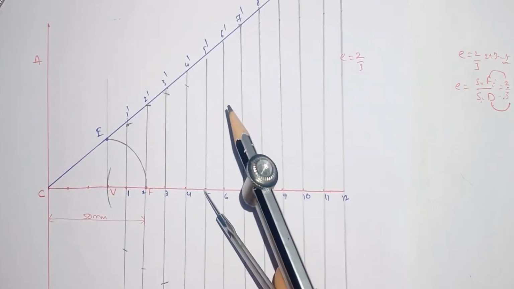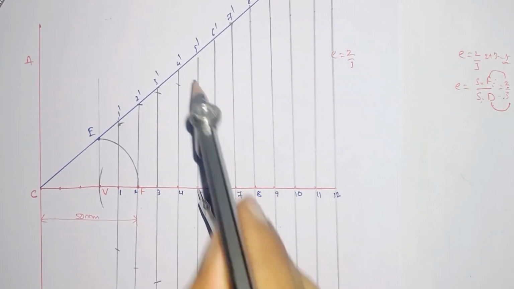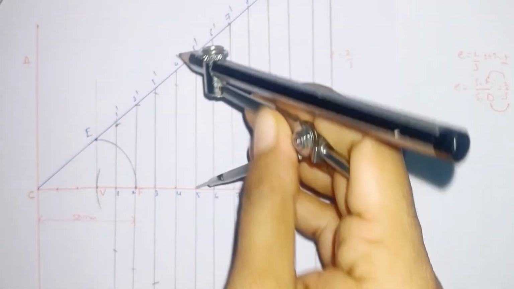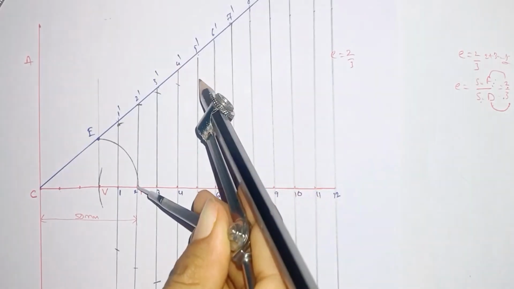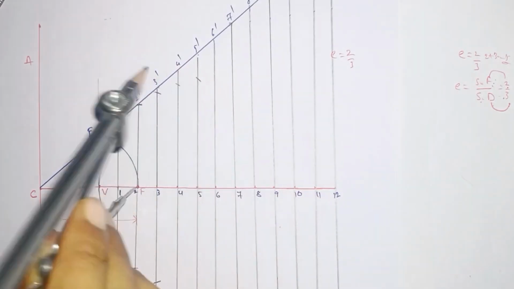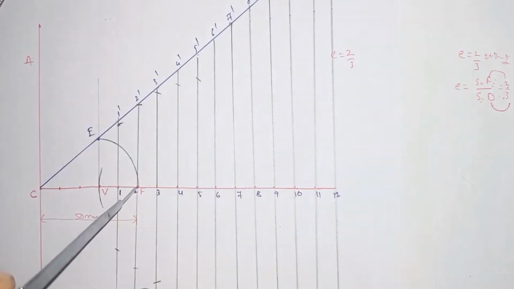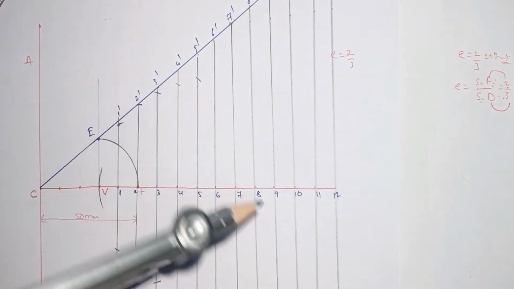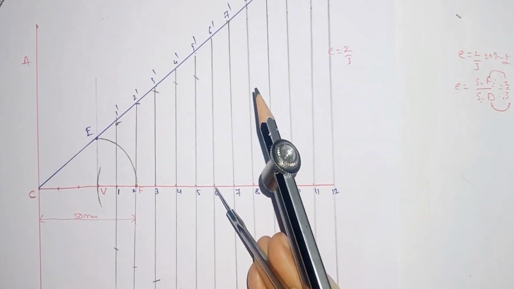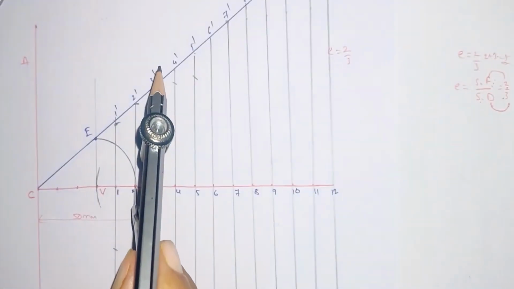Similarly, take 5, 5 prime as a radius. F is a fixed point. Cut the arc upside and similarly downside. Then 6, 6 prime as a radius, F is a fixed point.